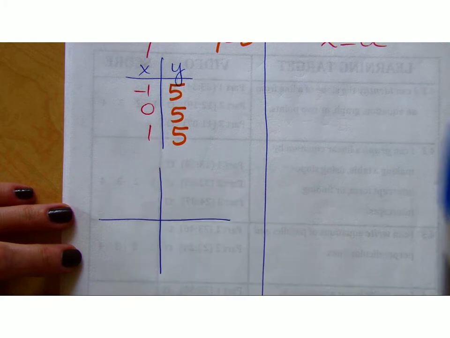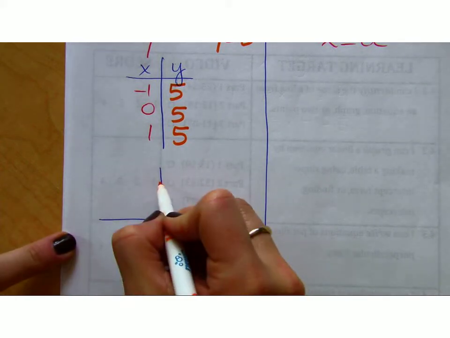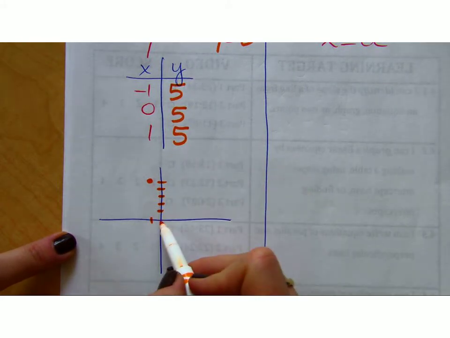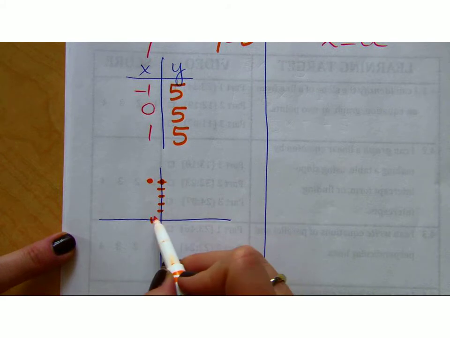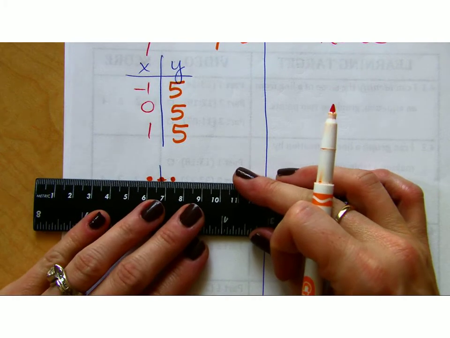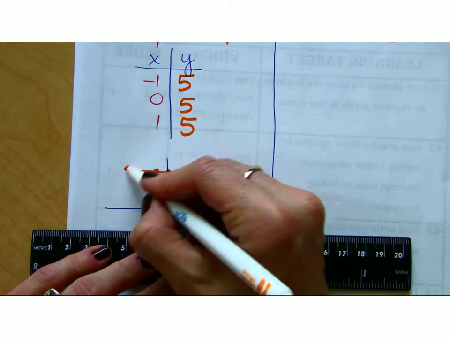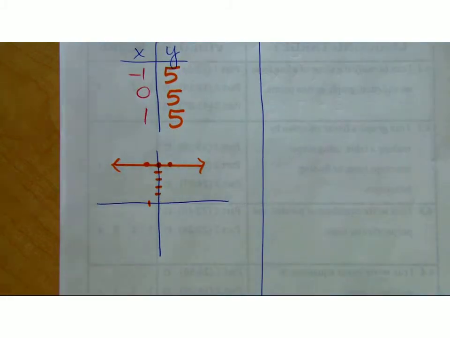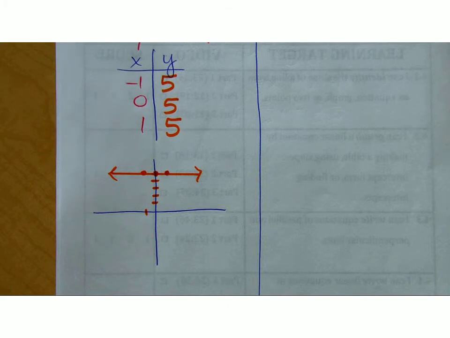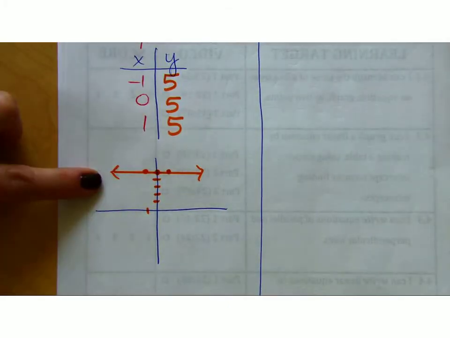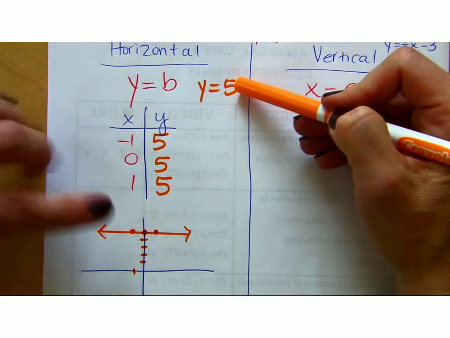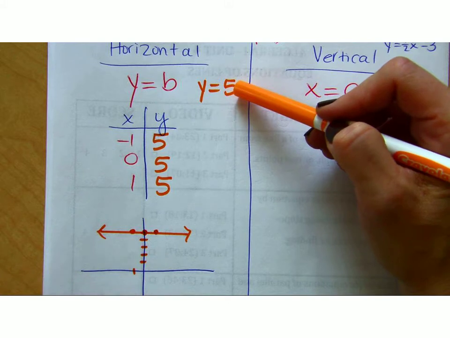So now let's look to see what that does to my graph. Let's plot these points. So let's go -1, 5. Now let's do 0, 5. Now let's do +1, 5. What's happening? I have, and don't say a straight line. All lines are straight. This is a special kind of straight line that's called a horizontal line. So when y equals 5, it's going to be a horizontal line every single time at that number on the y-axis.